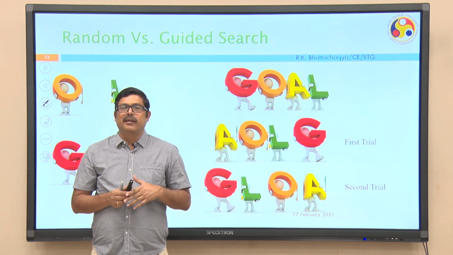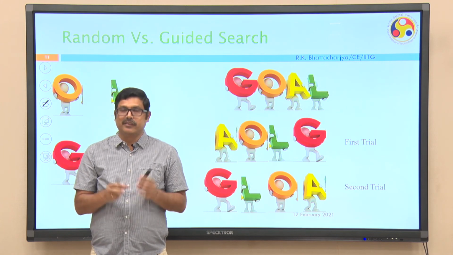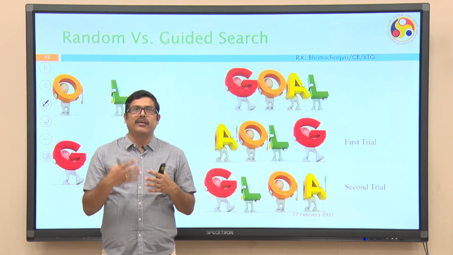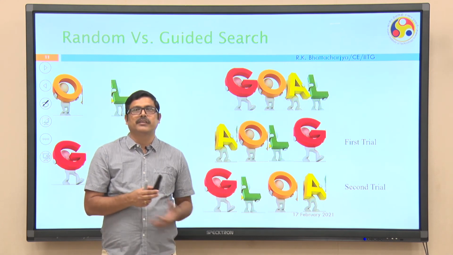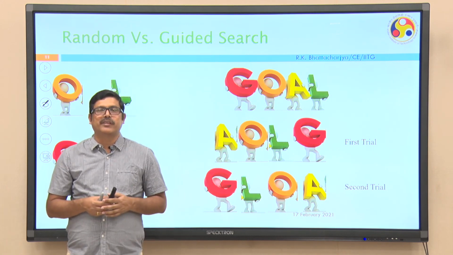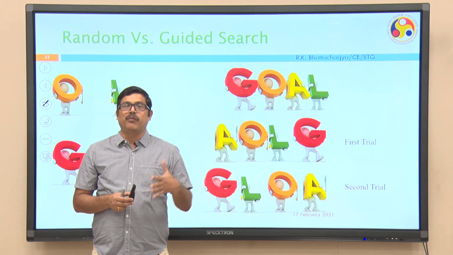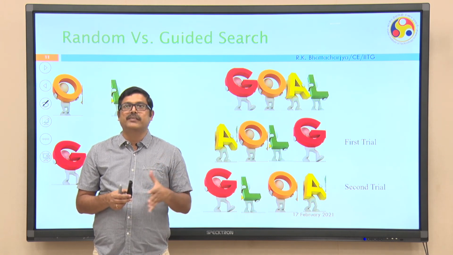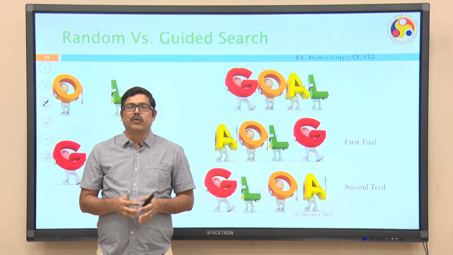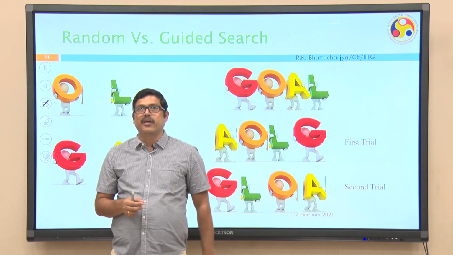In that case, you just see the difference between the first method and the second method. In random search, there was no information about the partial correctness of your solution, but in the second you are getting some additional information. So, in the second method you will probably get your solution in fewer iterations. This is a guided search, that means somebody is guiding this search. Therefore, you are getting your solution in less time. I hope this is clear to you.